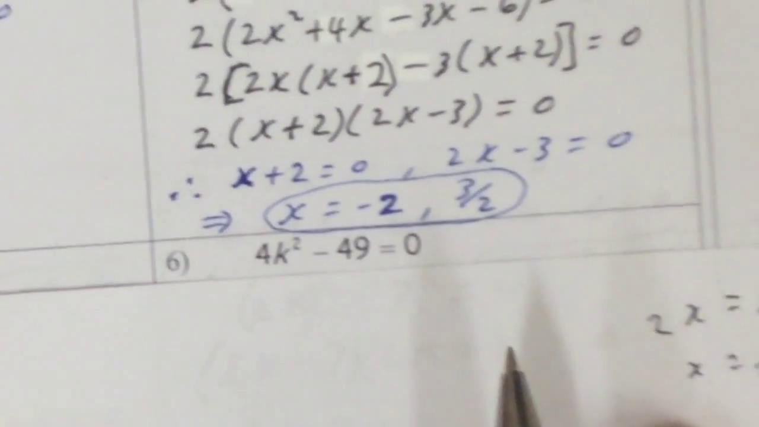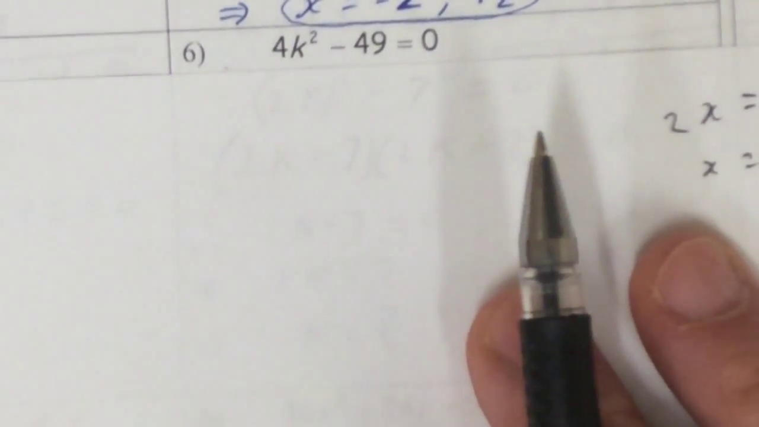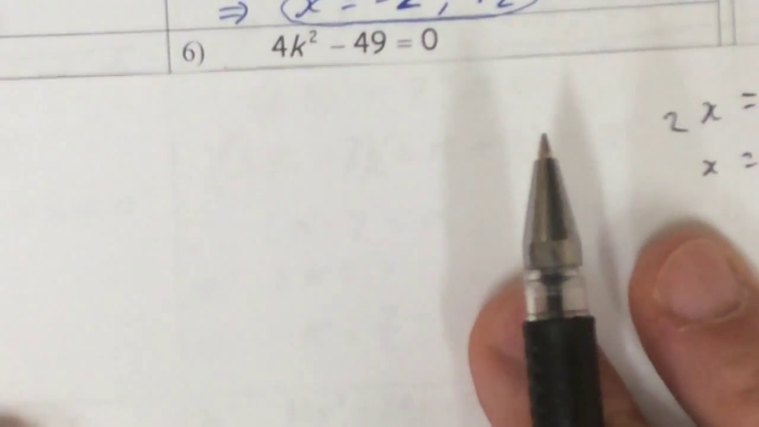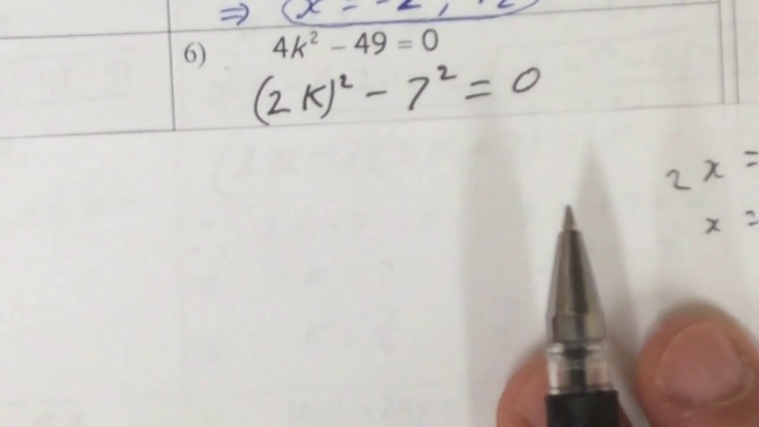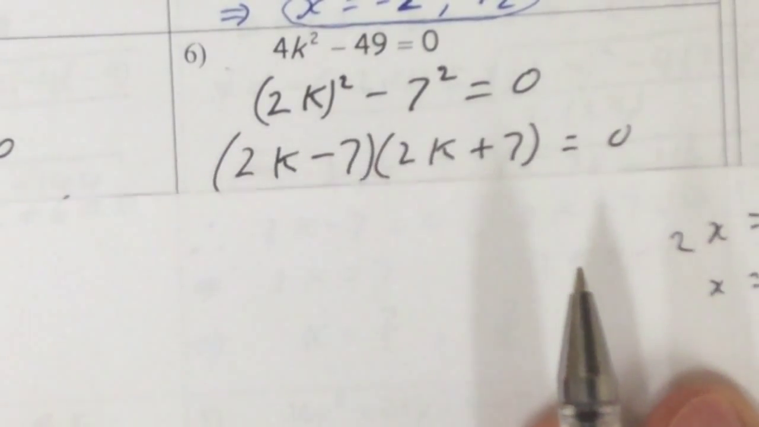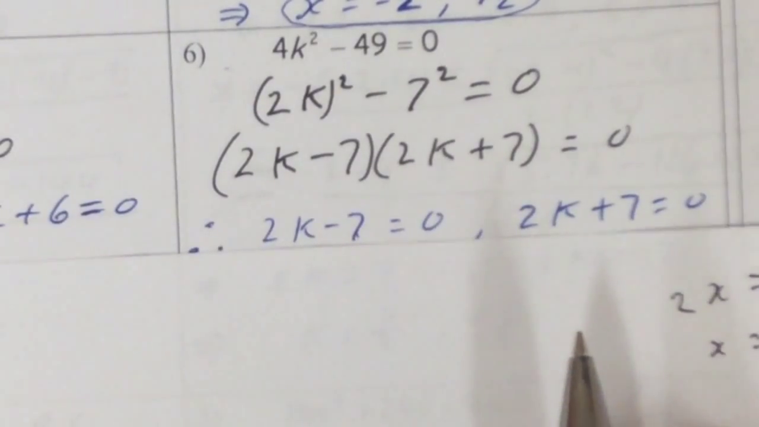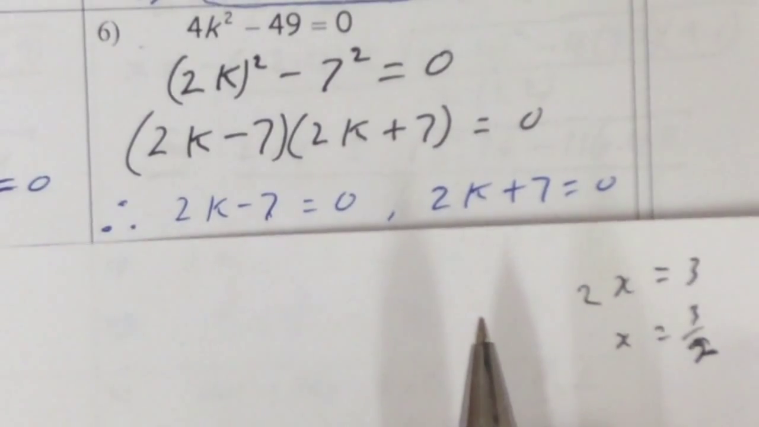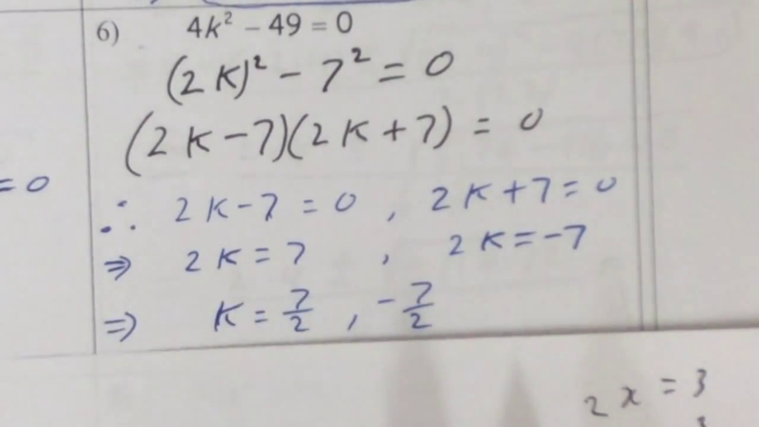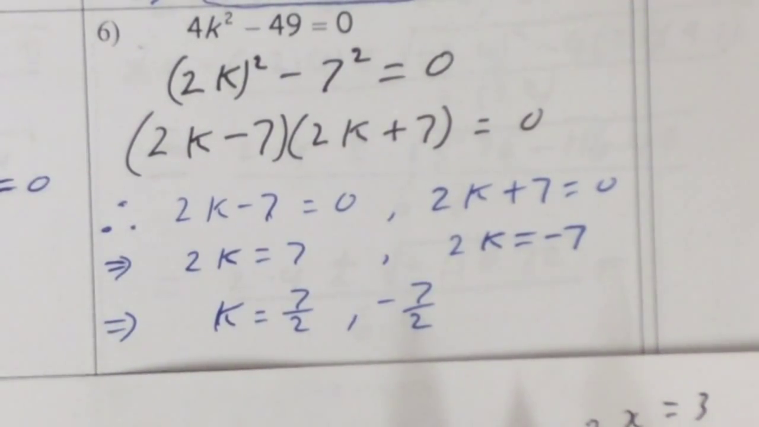Another difference of squares, not as nice. So 4k squared minus 49 equals 0. 2k squared minus 7 squared, so that's a difference of squares. (2k minus 7)(2k plus 7). And from this, we get 2k minus 7 equals 0, 2k plus 7 equals 0. Rearrange, solve it, and you get k equal to 7 over 2, or -7 over 2, or plus or minus 7 over 2.